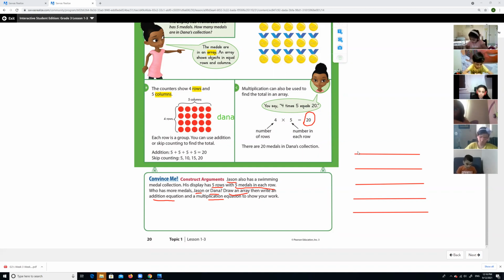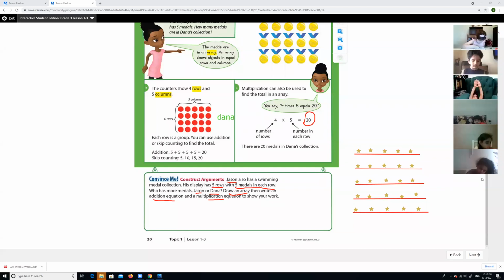You can draw circle or anything. So I will put 5 medals in each row. 1, 2, 3, 4, 5. 1, 2, 3, 4, 5. 1, 2, 3, 4, 5. So 5 rows, and I will put 5 medals in each row. Now I draw the array.